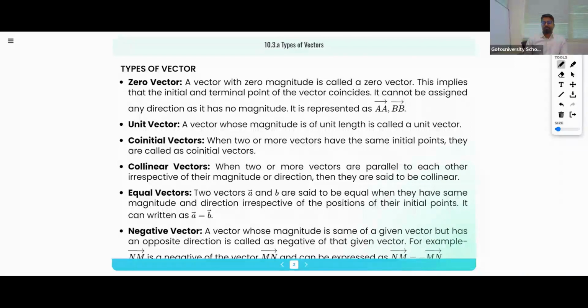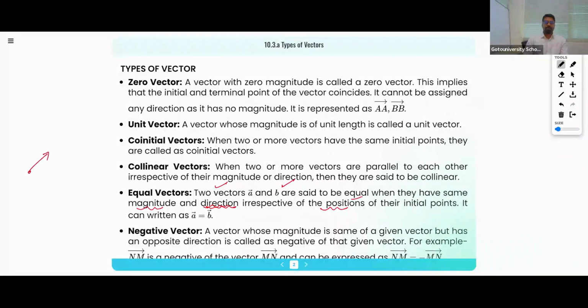What are equal vectors? Two vectors A and B are said to be equal vectors when they have the same magnitude and the same direction, irrespective of the positions. Not just magnitude, even the direction has to be equal.